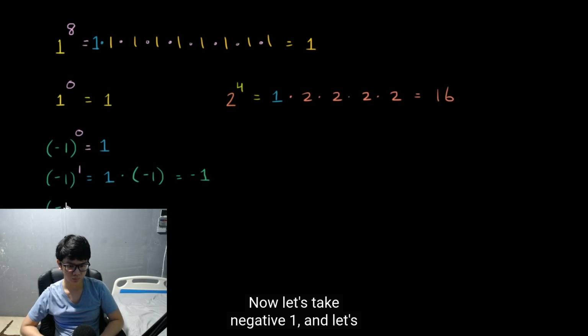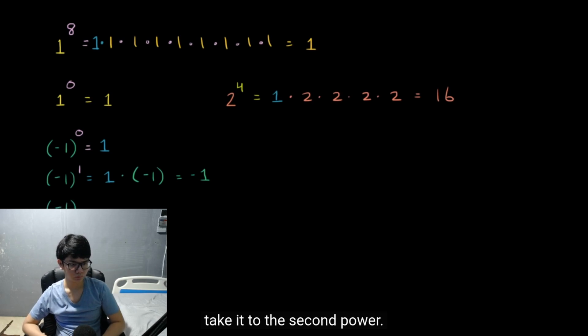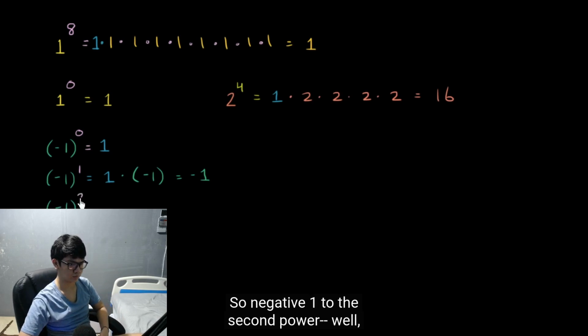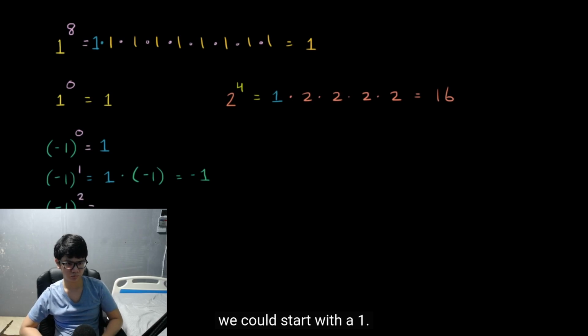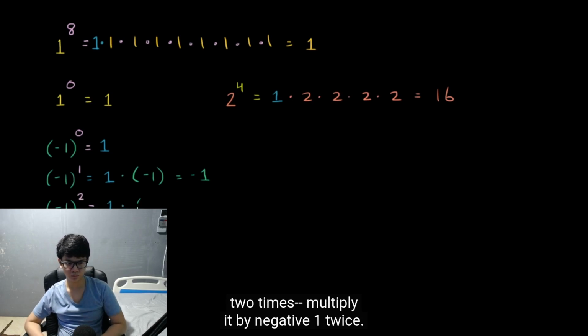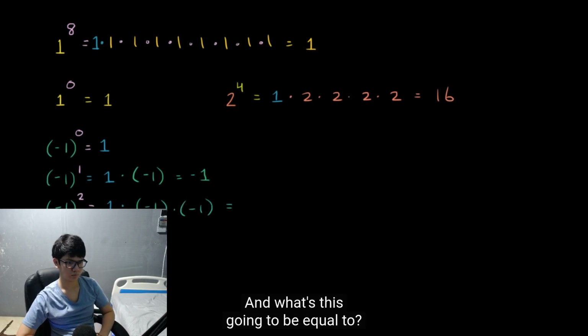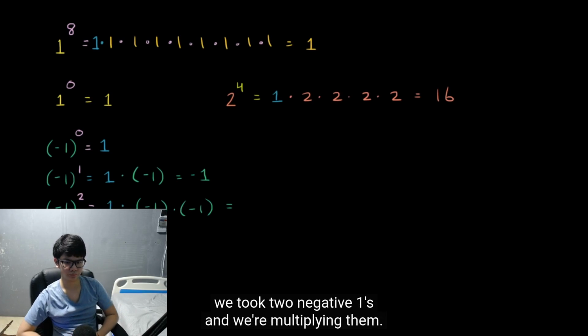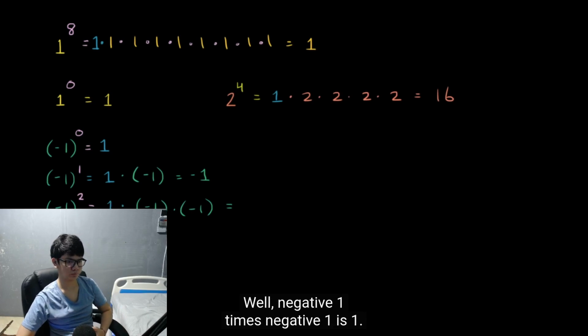Now, let's take negative 1, and let's take it to the second power. We often say that we are squaring it when we take something to the second power. So negative 1 to the second power. Well, we could start with a 1, and then multiply it by negative 1 2 times. Multiply it by negative 1 twice. And what's this going to be equal to? And once again, by our old definition, you could also just say, hey, ignoring this one, because that's not going to change the value, we took 2 negative 1s, and we're multiplying them. Well, negative 1 times negative 1 is 1.